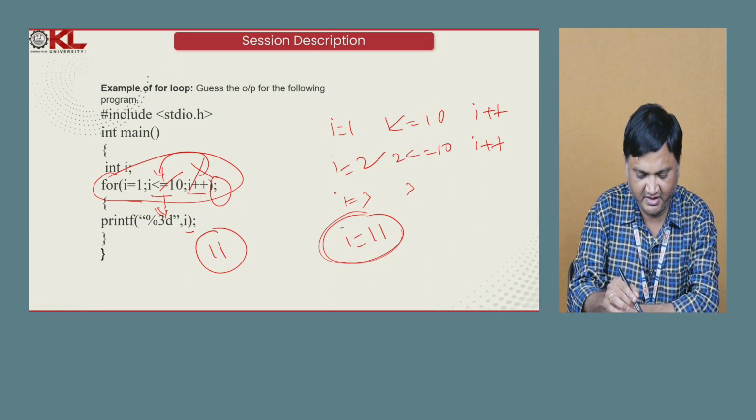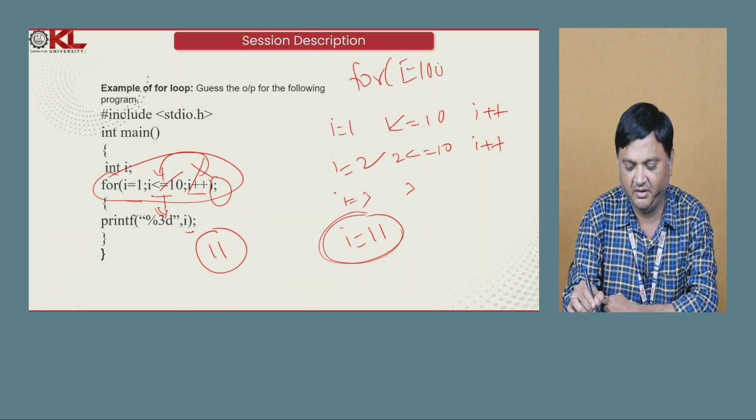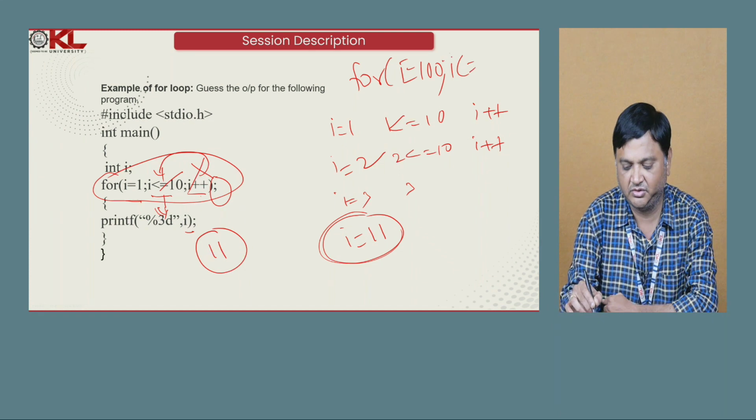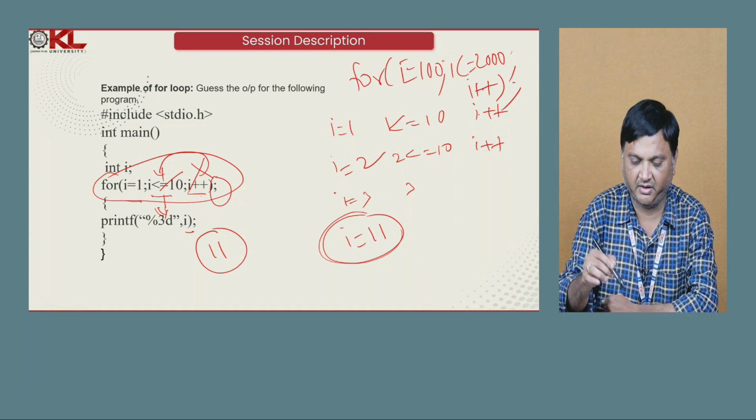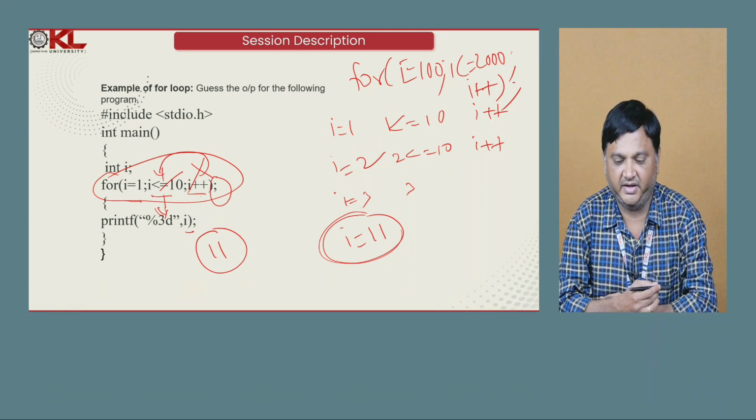Now my question is, you tell me what output you will get. i equals 100, i less than or equal to 2000, i++ followed by a semicolon, printf i. Now tell me what answer you'll get on the screen.